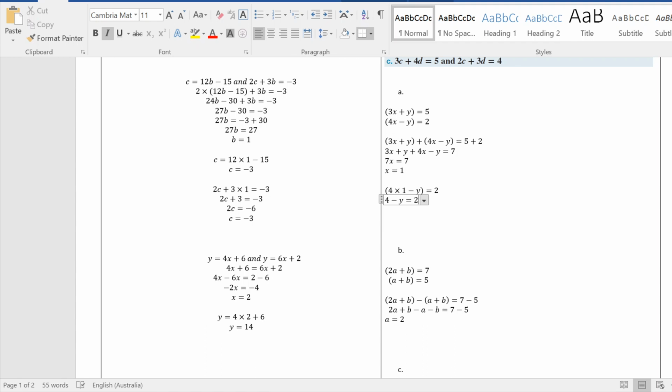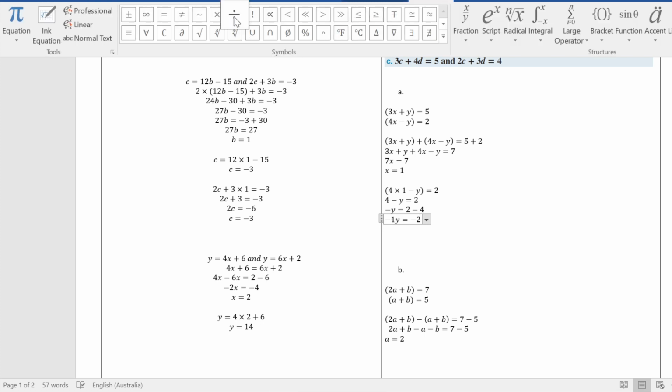From there, move the 4 to the other side. We get negative y. Don't worry about the negative. Negative y is equal to 2 minus 4. That's going to be negative 2, obviously. Now, this is where students often freak out. They don't know how to get rid of this negative. So what we're going to do is expand that out a different way. It's actually equal to negative 1 times y, isn't it? The opposite of timesing is dividing.